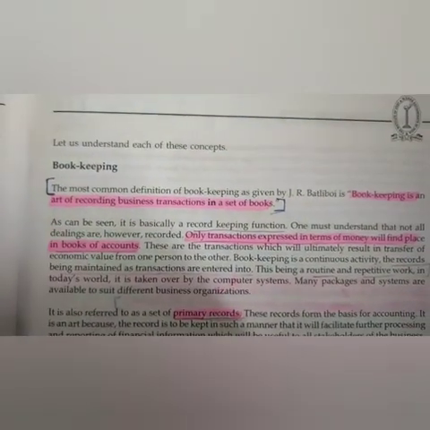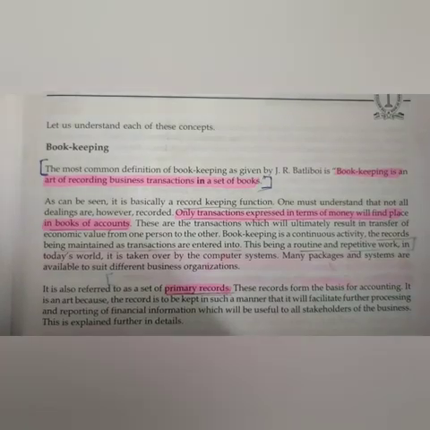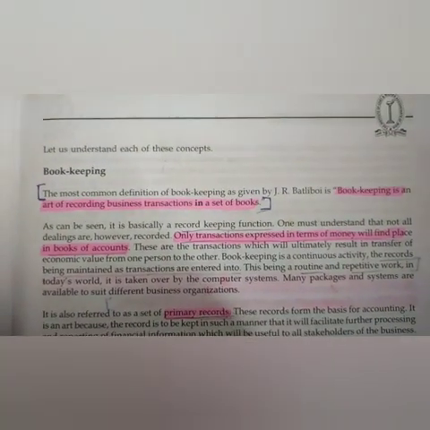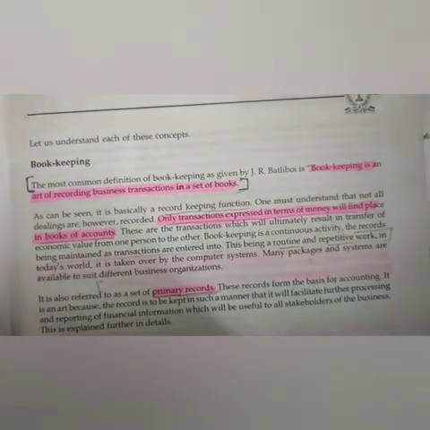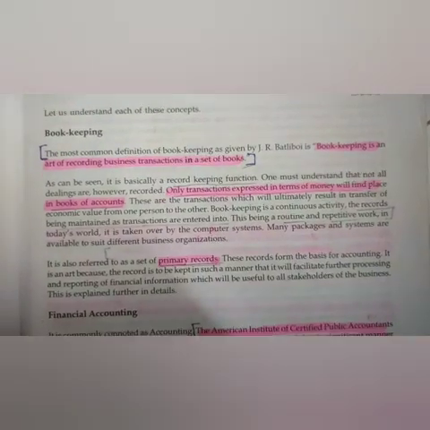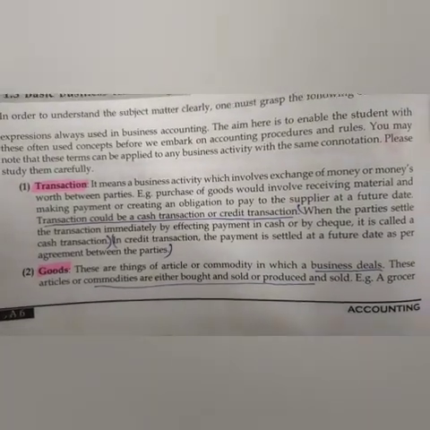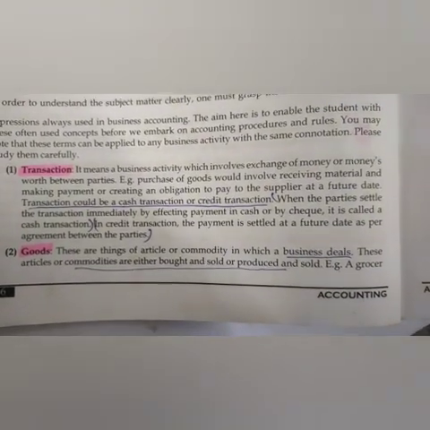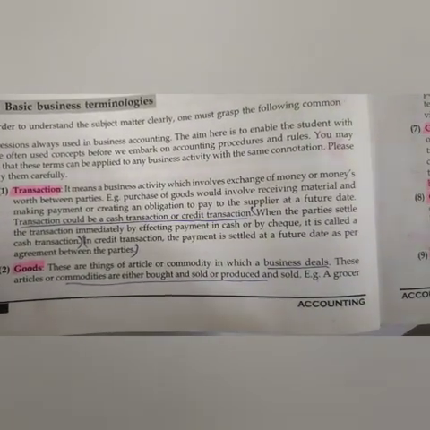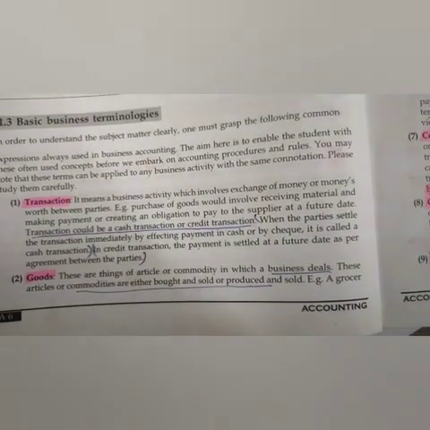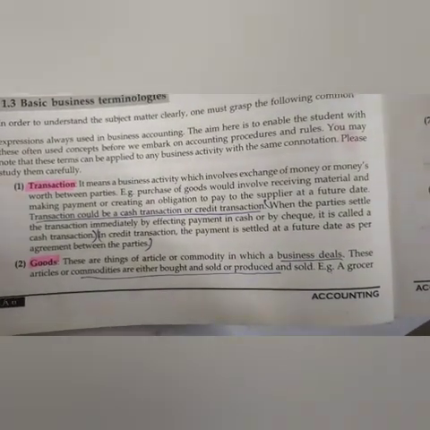The second concept is bookkeeping. The most common definition of bookkeeping is given by J.R. Batliboi: bookkeeping is an art of recording business transactions in a set of books. Only transactions expressed in terms of money will find a place in the books of account. Transaction means a business activity which involves the exchange of money or money's worth between the parties. Example: purchase of goods would involve receiving material and making a payment, or creating an obligation to pay the supplier at a future date. A transaction could be a cash transaction or a credit transaction.